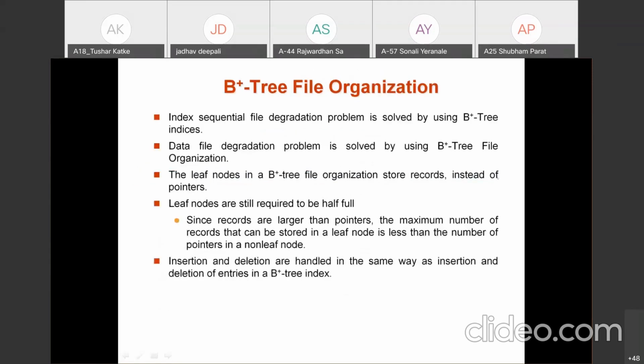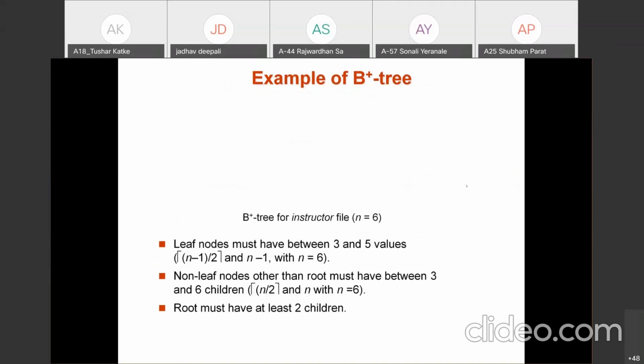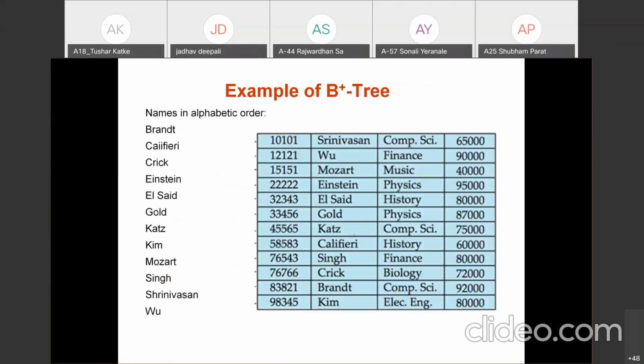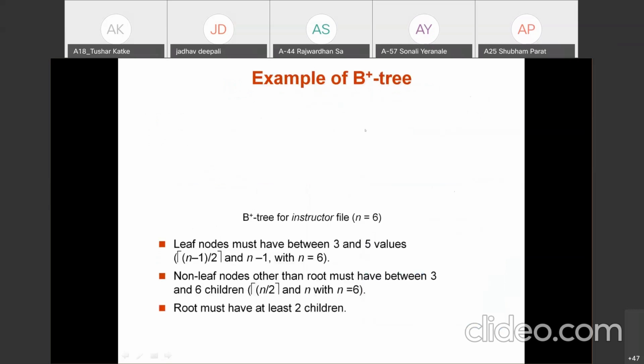Leaf nodes here always contain all the records. It is a dense index, and non-leaf nodes are a sparse index. You can see here in the non-leaf node all records are not available. Some of the records are there, but in the leaf node there are all records. So the leaf node is a dense index, while non-leaf nodes follow the sparse index.